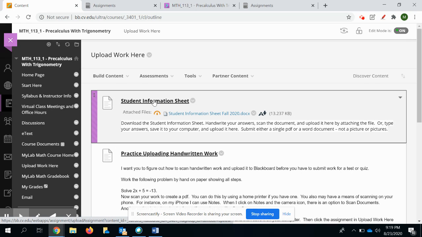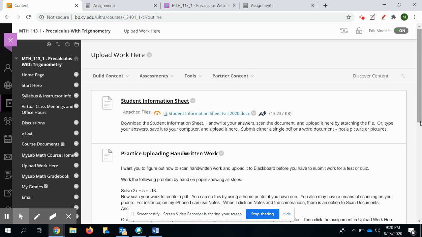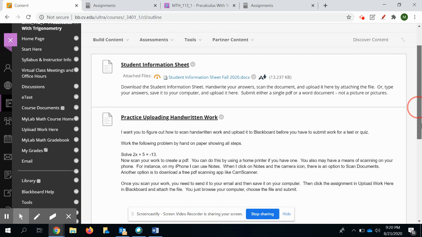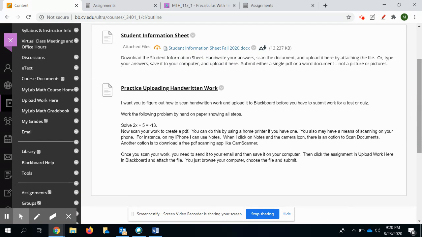So a lot of you already discovered this one. There's an information sheet I want you to fill out. So you're going to click on that, and then you can handwrite your answers and scan the document and attach it to Blackboard, or you can just type your answers, save it to your computer, and upload it. But try to get it to where it's a PDF. It can be a Word document, but preferably a PDF, but not a bunch of separate pictures.